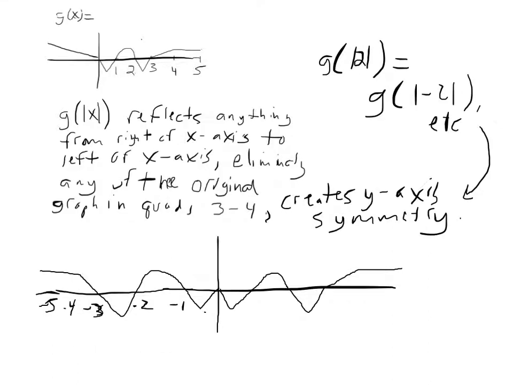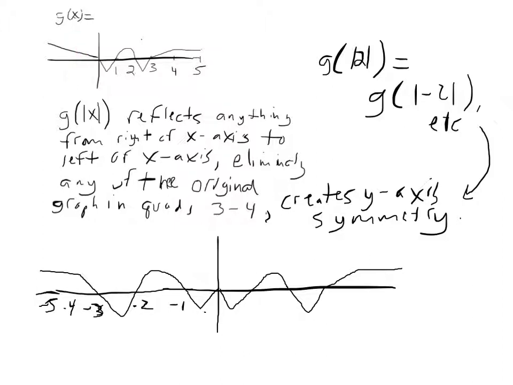Now, let's suppose I want to look at a function g of x, which is right here, and now I want to look at g of the absolute value of x. In other words, I'm replacing x with the absolute value of x. That's going to reflect anything from the right of the y-axis to the left of the y-axis, and it will eliminate any of the original graph that appeared in quadrants 2 and 3.